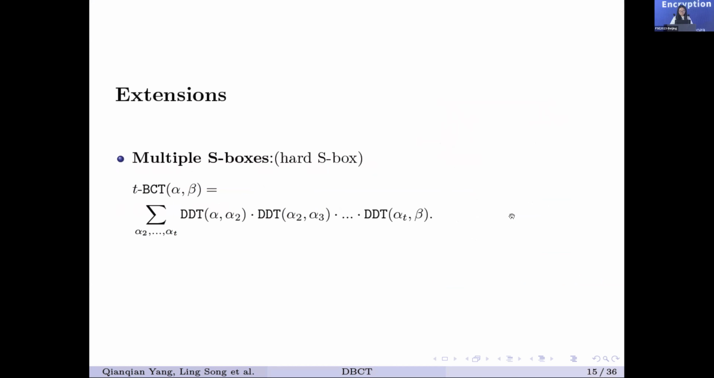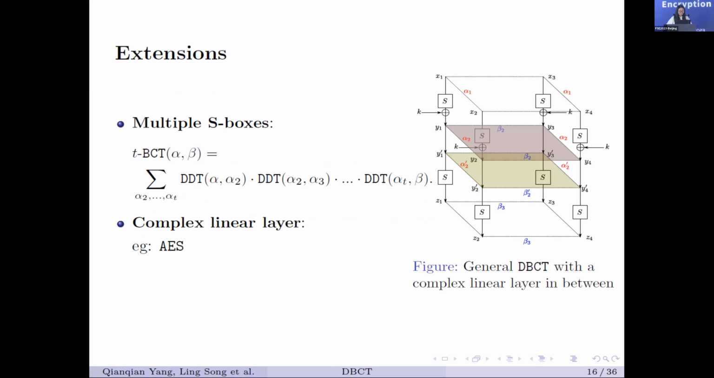Next, I'll show some extensions of the property. The first one is that for an involution S box, not only DBCT, but also TBCT, the equation is always true. So for TBCT, there is always a relationship between the TBCT and the DDT.